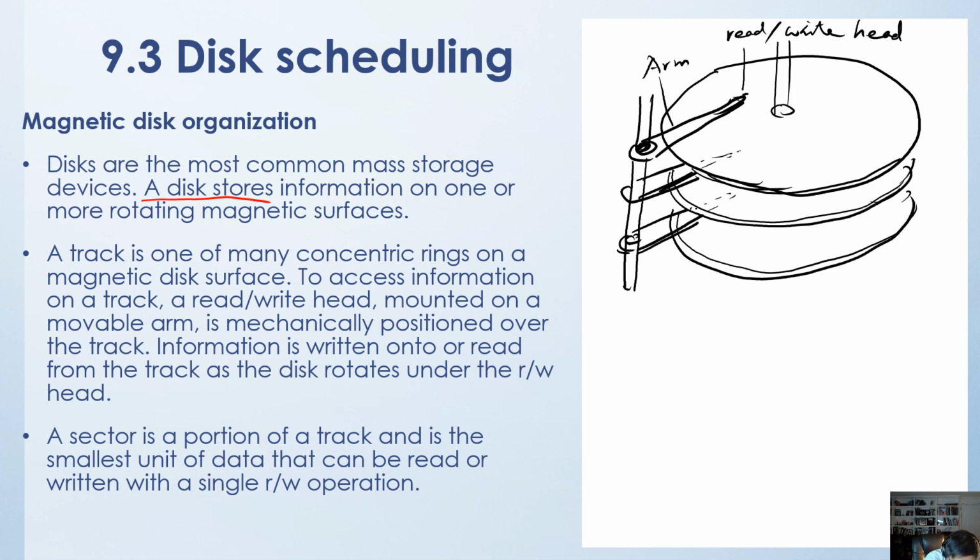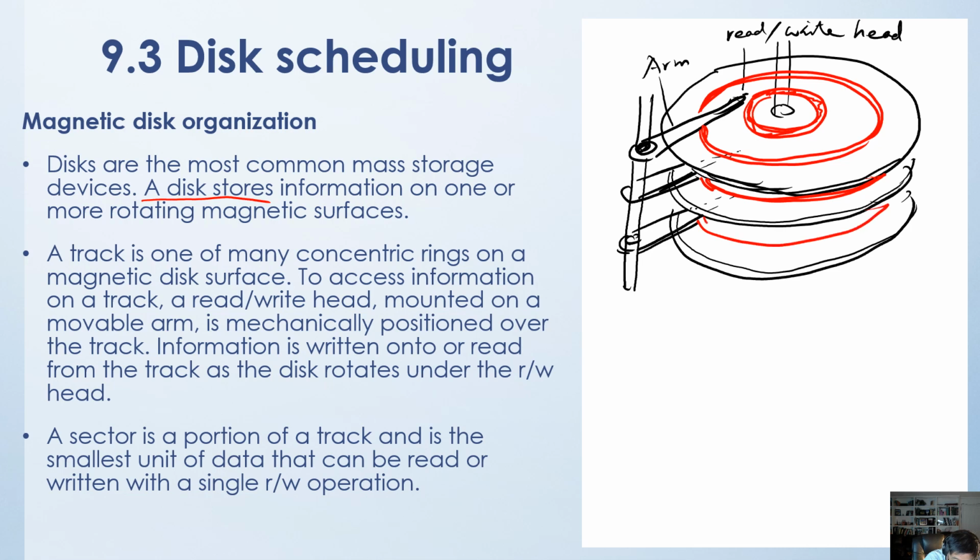Now, a track is one of the many concentric rings on the magnetic disk surface. For example, you have a track here, and you may have another track. The data are going to be stored along the track. In the meantime, you also have the track in the second disk and the track on the third disk. You may have a track 0, which is inside, then 1, 2, 3, maybe track I, and then track K. Same thing with the second disk and the third disk.